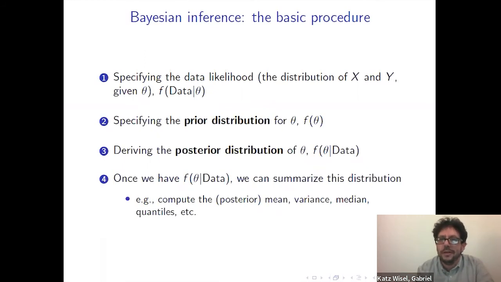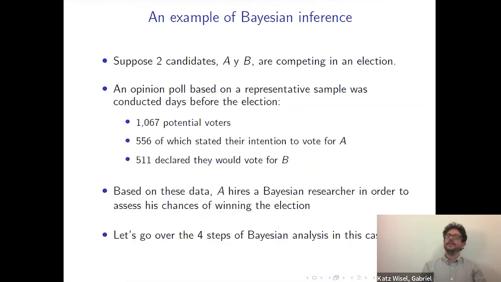So let me walk you through a simple example of how these 4 steps are applied in practice. Suppose I have 2 candidates, A and B, competing in an election. And you're going to have to excuse me for using a political science example, but I am a political scientist. So we have A and B, 2 candidates running for office. And suppose we have an opinion poll based on a representative sample conducted before the election, a poll with 1,067 potential voters, 556 of which stated they would vote for A, 511 declaring they would vote for B.